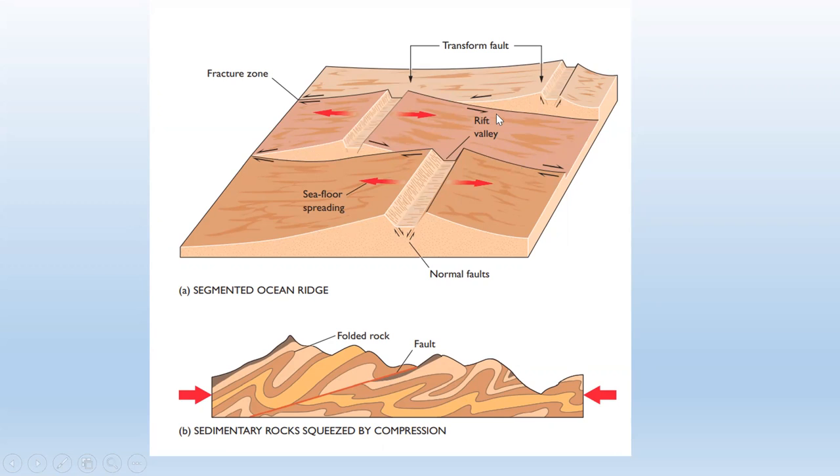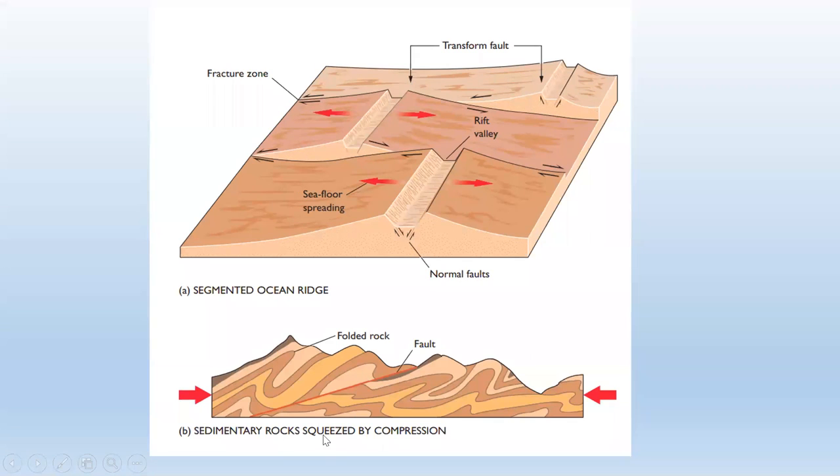Throughout the ocean, you cannot find transform faults everywhere. Transform faults are found in the ocean basins, but in some places normal faults are developed. These normal faults are very few in amount compared to the transform faults, which are very vast. You can find a big amount of transform faults compared to normal faults. But where the moving apart is there, that is along the mid-oceanic ridges, you can find normal faults.